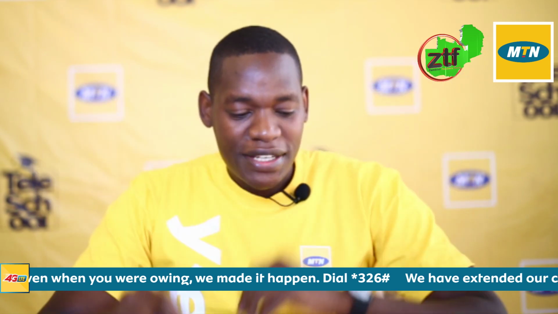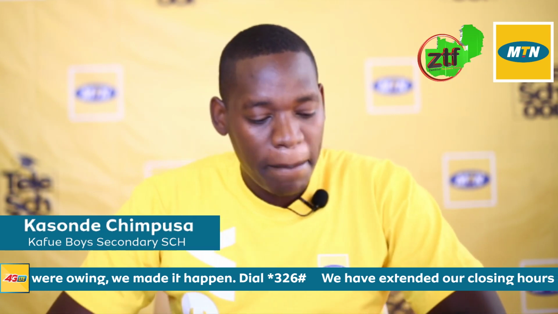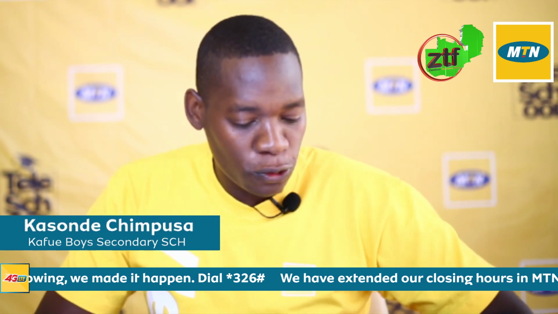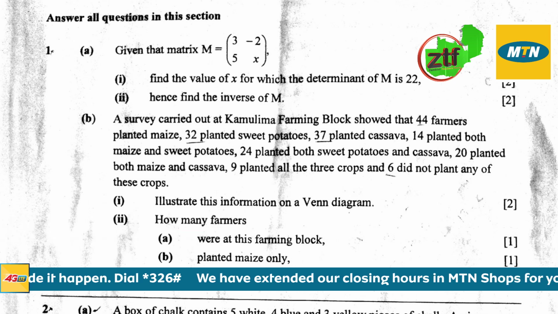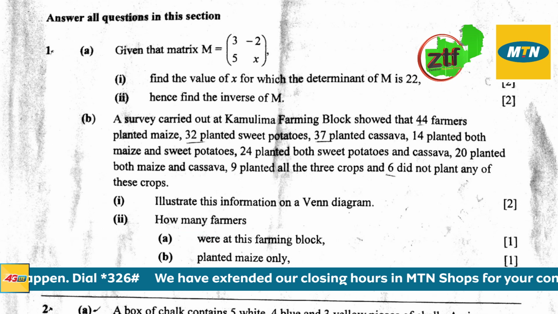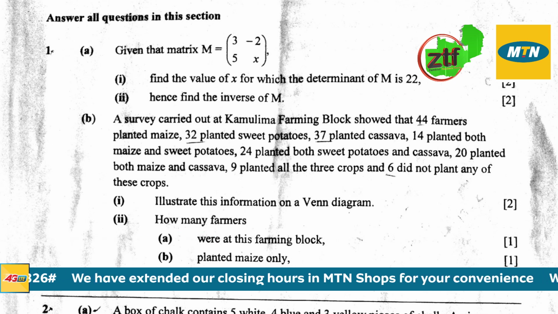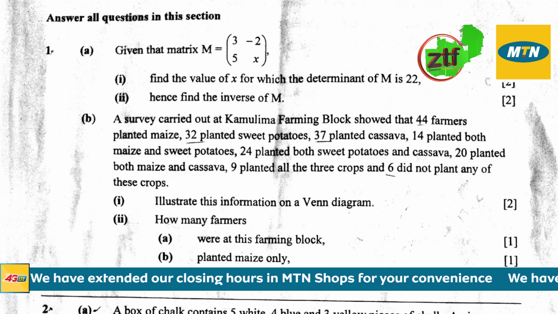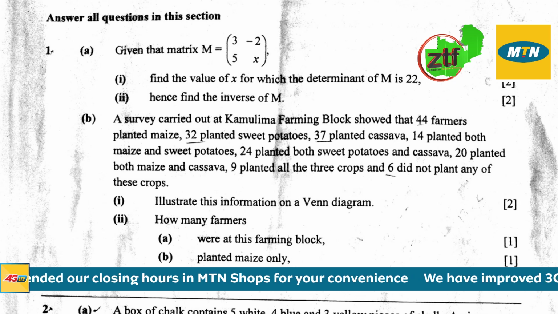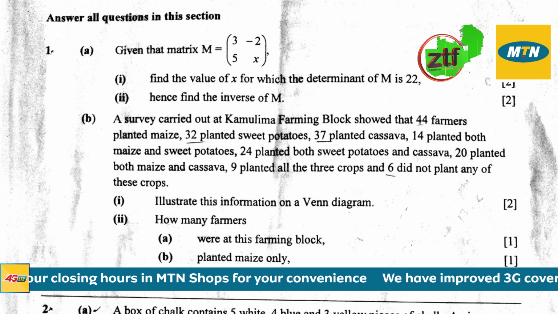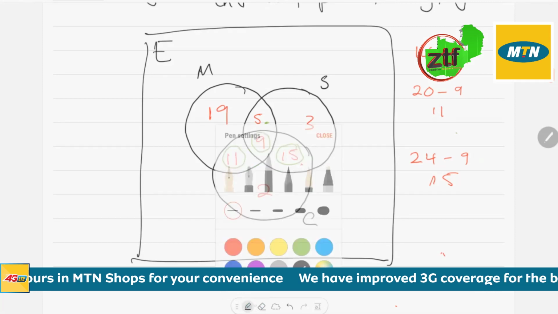All right, we are still talking about question number 1B. Now let's go to part B of B2. Now it becomes simple because we already have the elements on the Venn diagram. So the question is, how many farmers planted maize only? We can see from our Venn diagram that farmers who planted maize only were 19.